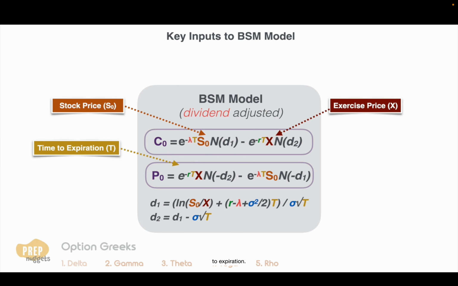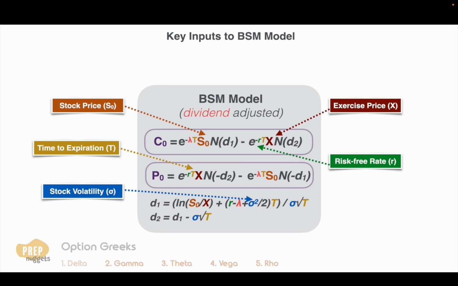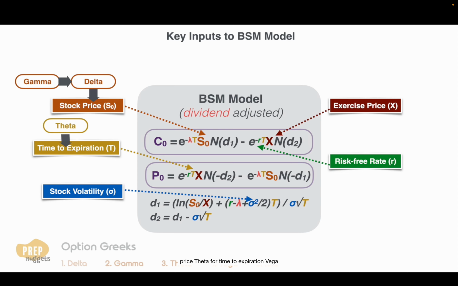exercise price, time to expiration, asset price volatility, and the risk-free rate. In this lesson, we shall learn 5 measures to characterize the sensitivity of the option value to these factors. The delta and gamma measure sensitivity for the underlying asset price, theta for time to expiration, vega for price volatility, and rho for the risk-free rate.